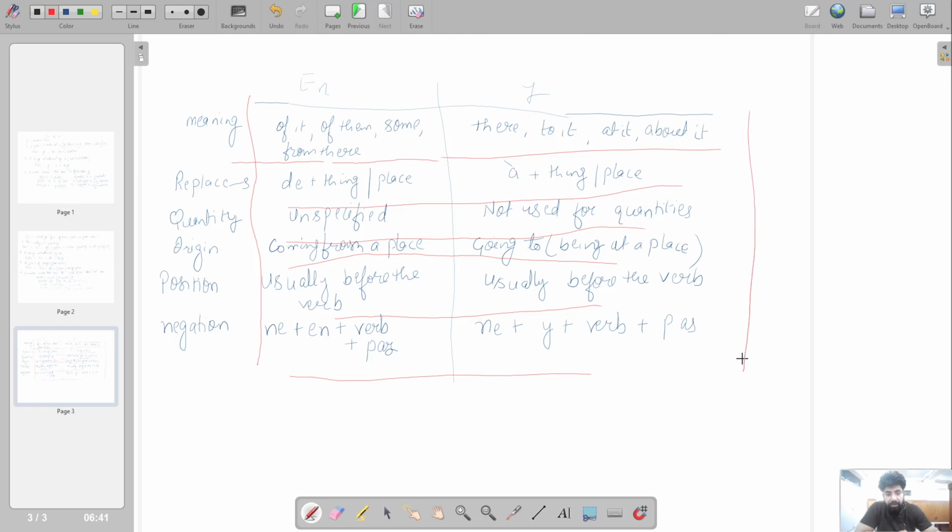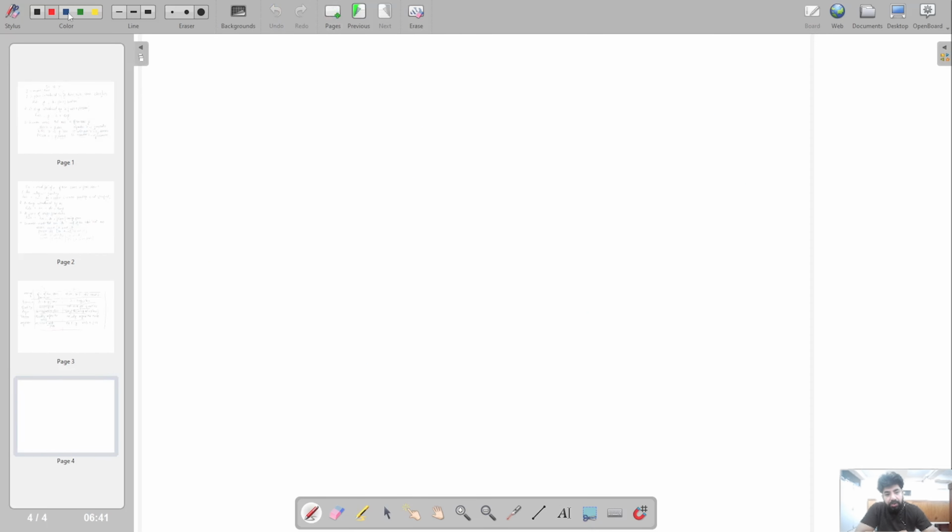And before proceeding to the question, let me give you the final important stuff, that is the common expressions with en and y. So in case you have these kinds of expressions, you just catch in the exam what exactly has to be done. So I'll just write those with en and y.